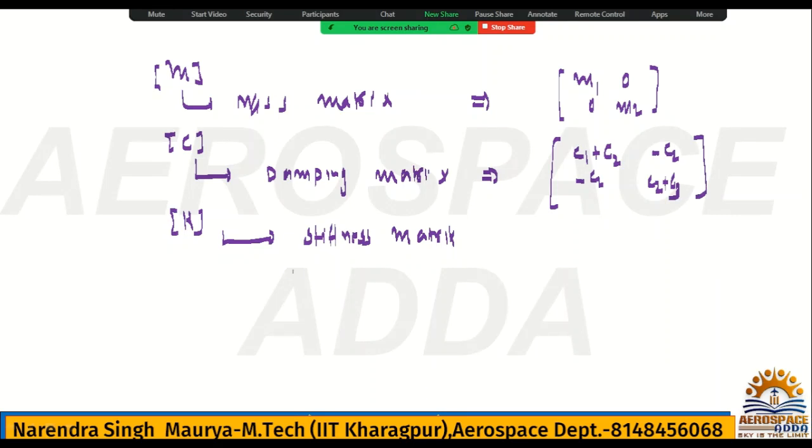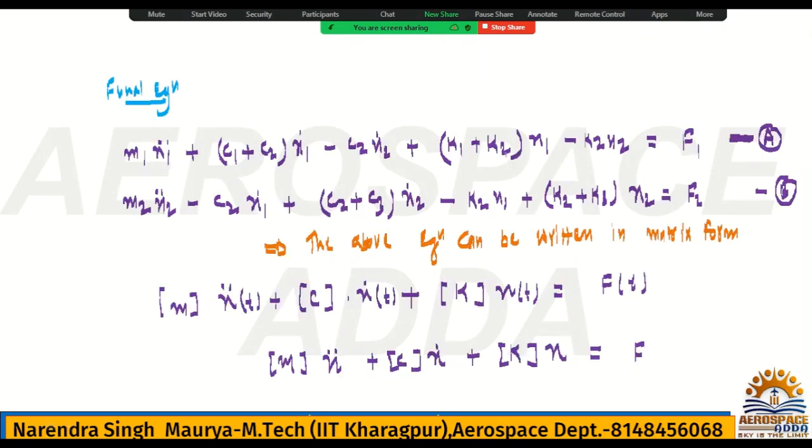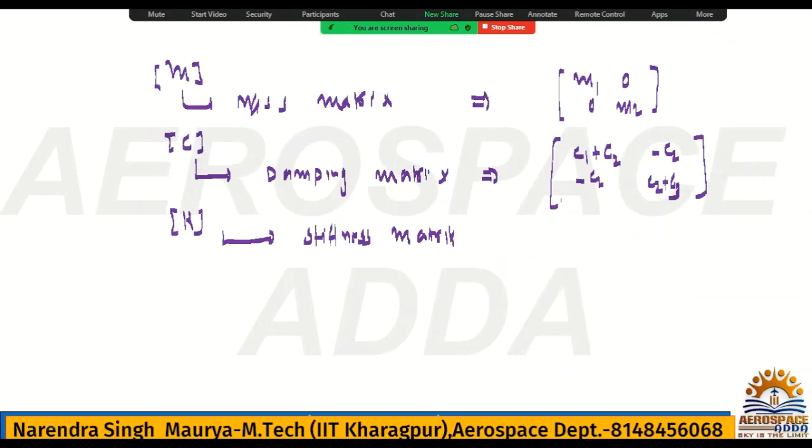Coming to the stiffness matrix, see, this is k1 plus k2, this is minus k2, this is minus k2, this is k2 plus k3. So your stiffness matrix will be k1 plus k2, minus k2, minus k2, k2 plus k3. This is the stiffness matrix.